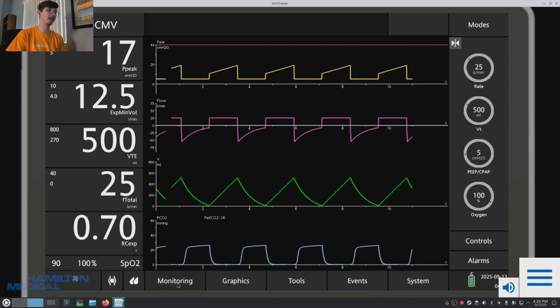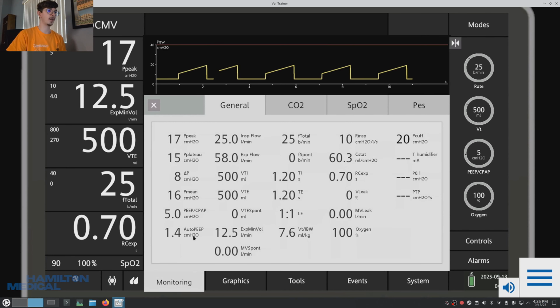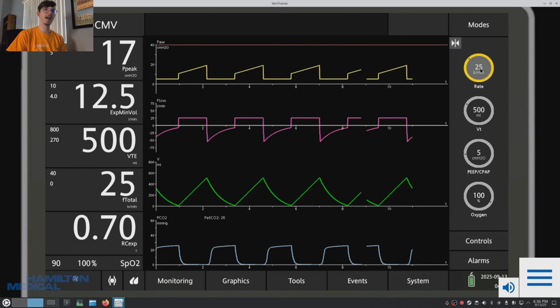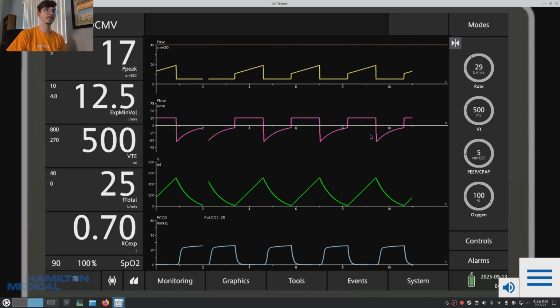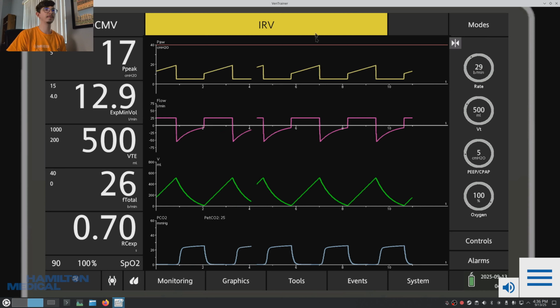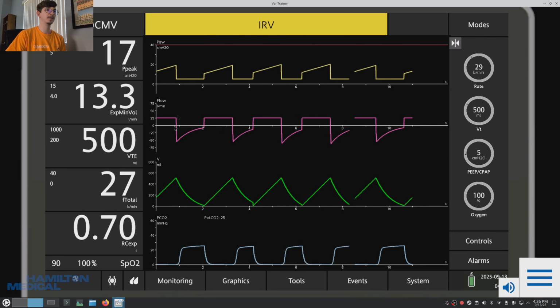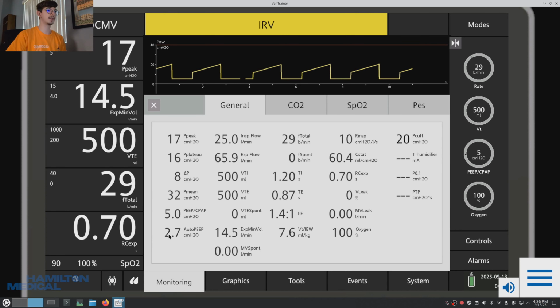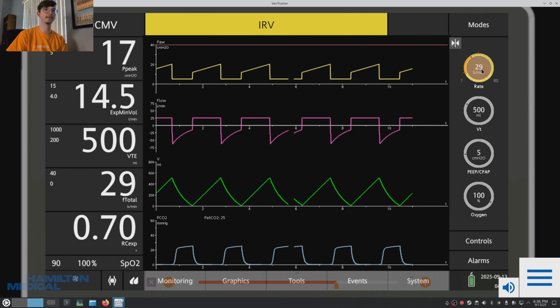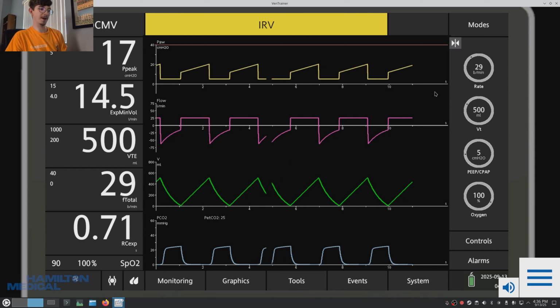So now let's go back and look. Look at that. Auto PEEP of 1.4, right? Our total PEEP is now 6.4, not 5. We are air trapping. And if the patient breathes faster and faster, that's going to get even worse. Oh, now it's warning me. We're inverse ratio. Yeah, whatever. Anyway, you can see now we're not returning to baseline. It's even worse, right? Auto PEEP's now 2.7, right?